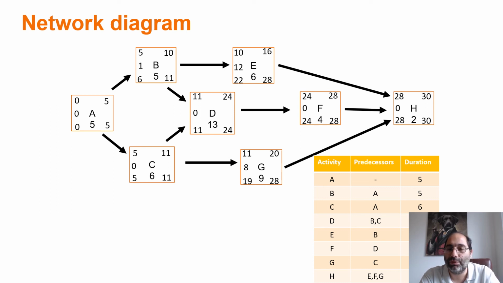The next step is to identify the critical path. This is very easy. As we said earlier, the critical path is the longest path. So one way to find which is the critical path will be to just add the durations for each path. So for, let's say, path A, B, E, H, we should add 5 plus 5 plus 6 plus 2. We could do the same for A, B, D, F, H, A, C, D, F, H, and A, C, G, H. And then see which one is the longest, which one has the highest total duration. This is the critical path.